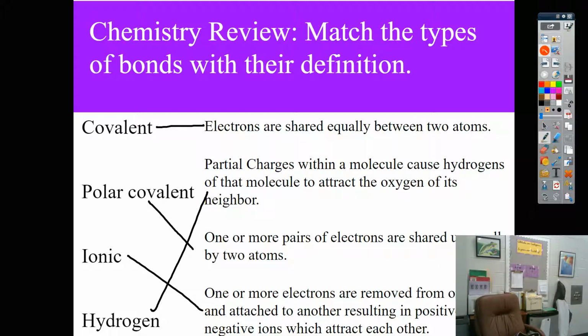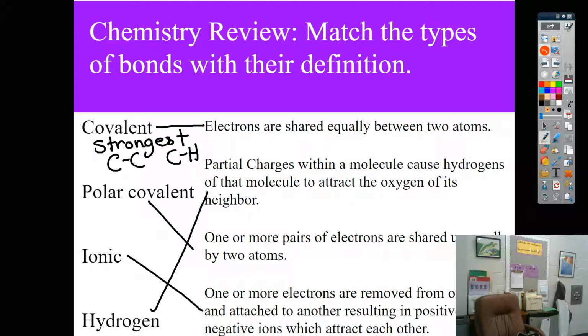Okay, why? You're right. Because they're shared equally, right? There's no transferring or anything else. They're actually both hanging on equally. So this is our strongest. And we see this a lot between carbons and hydrogens. Lots of covalent bonds. Which one do you think is the weakest?